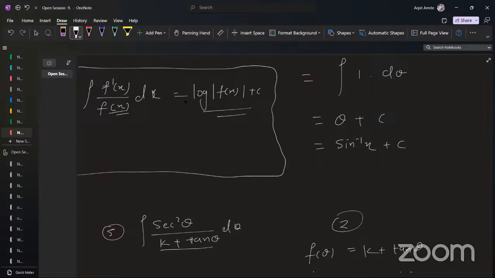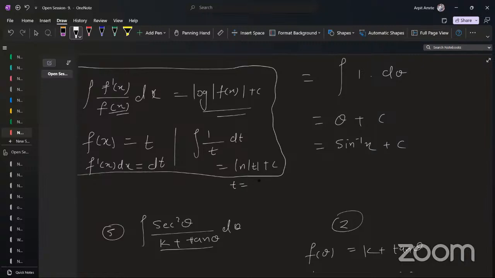Okay. So how will we get this kind of thing? We take f(x) equals t, then f'(x) dx equals dt. Then substitute here. You will get 1 upon, because f'(x) dx is dt, this whole thing is dt from here. So you will get 1 by t dt. So this is ln|t| plus c.